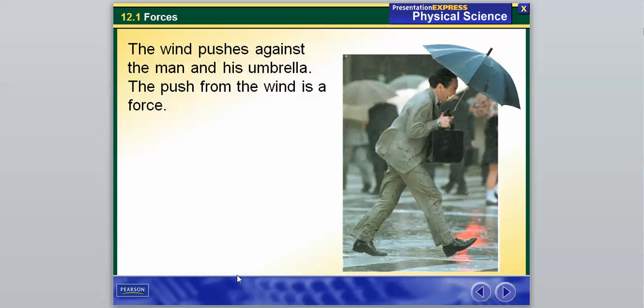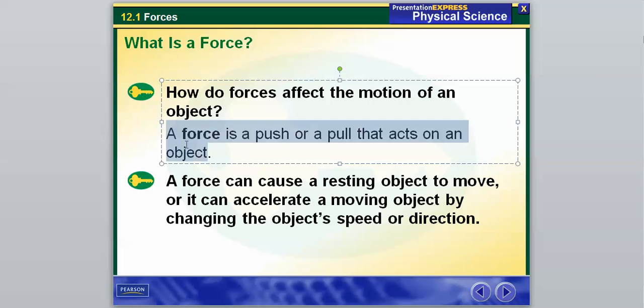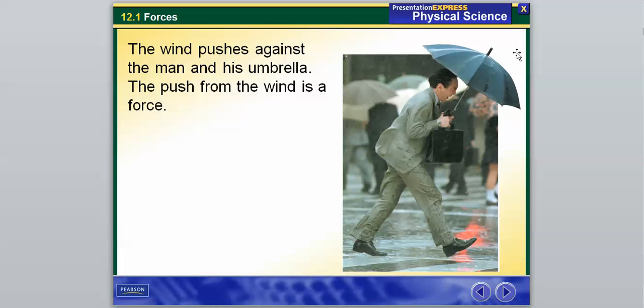So to start, we always kind of have our real life example here. The first one says the wind pushes against a man and his umbrella. The push from the wind is what we call a force. So that force in this case is the wind, and to give us an official definition to help us understand why the wind is considered a force, we'll just go to our next slide. A force is defined as a push or pull that acts on an object. So the wind, depending what direction it's coming from, is pushing on the man's umbrella, so that is why it is considered to be a force.